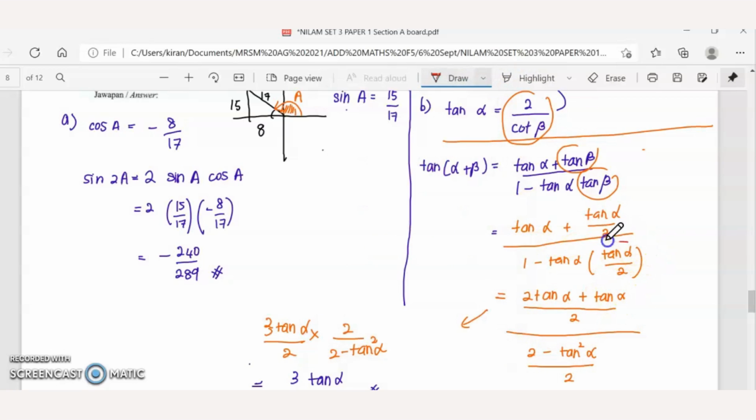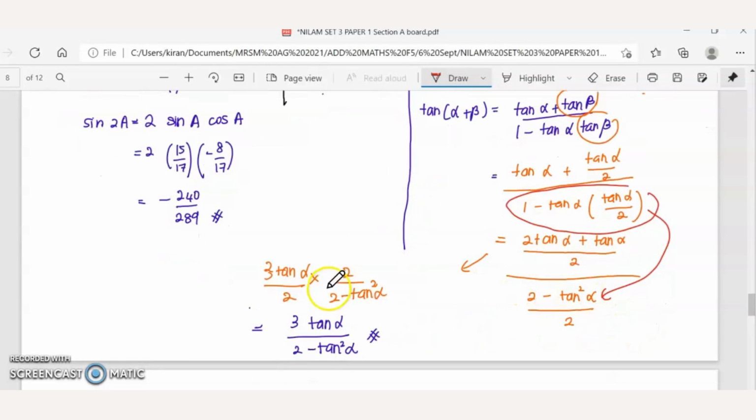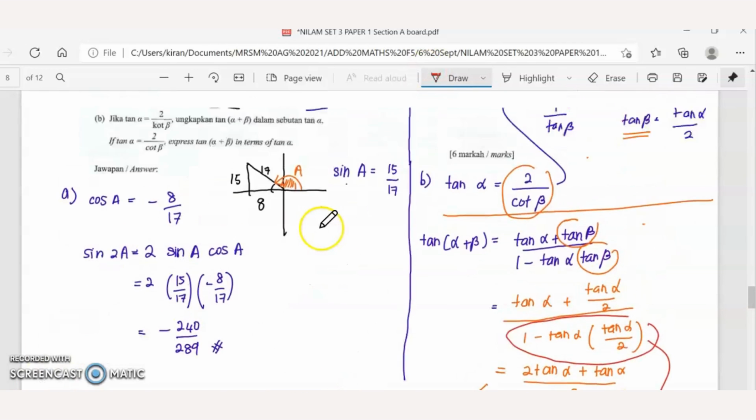Ini bahagian denominator yang saya dah simplify. Dapat this one, and this one ialah untuk bahagian denominator. And then since this is the division, kita boleh multiply. So we multiply. Kat sini kita boleh cancel out. So the answer is 3 tangent alpha over 2 minus tangent square alpha. Okay. So that's all for question number 8.